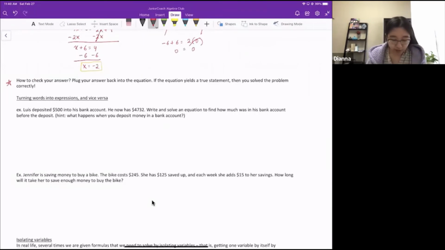Louis deposited $500 into his bank account. He now has $4,732. Write and solve an equation to find how much was in his bank account before the deposit. Hint, what happens when you deposit money in a bank account? So if you're depositing money in a bank account, that means you're increasing the amount of money that's in there.